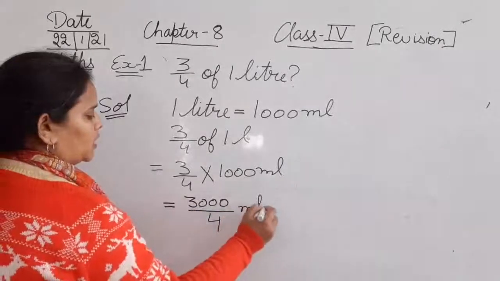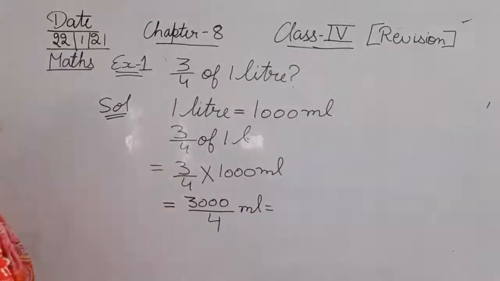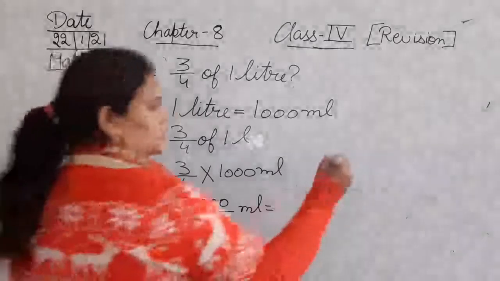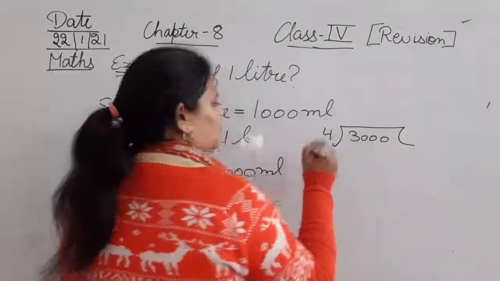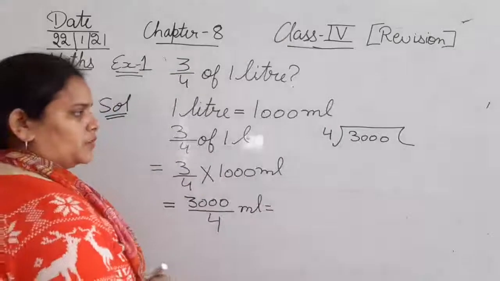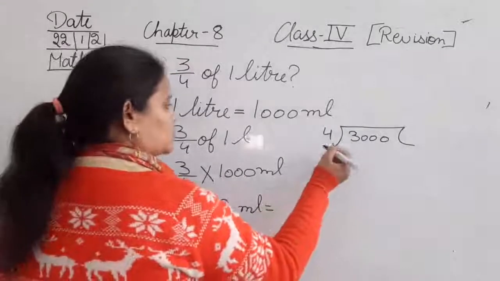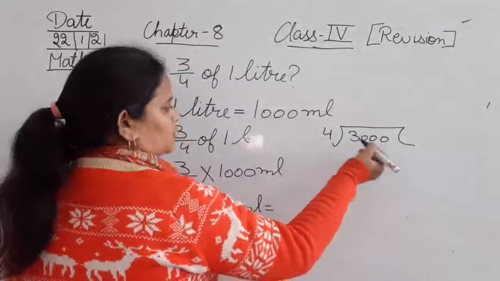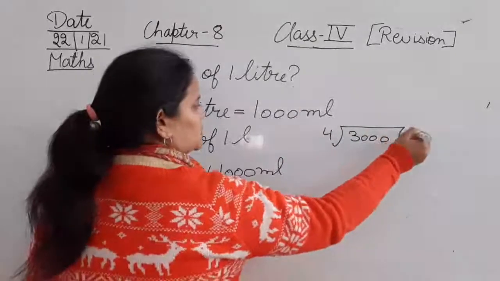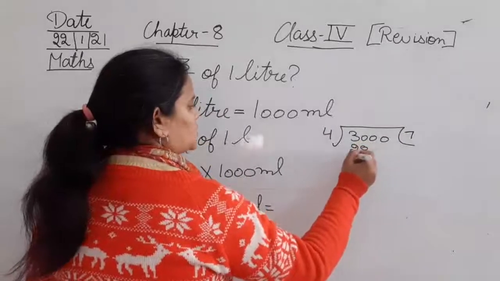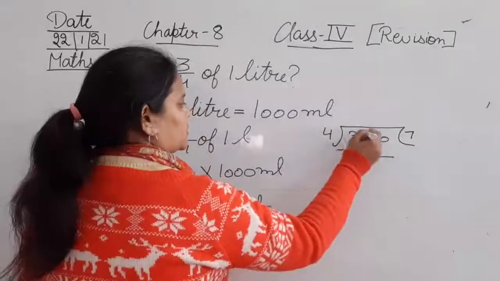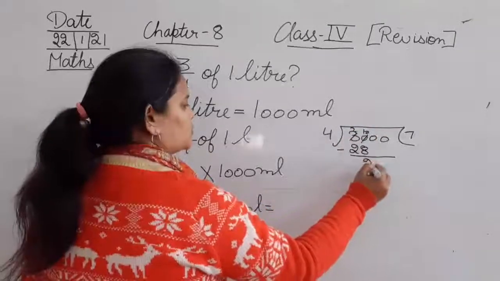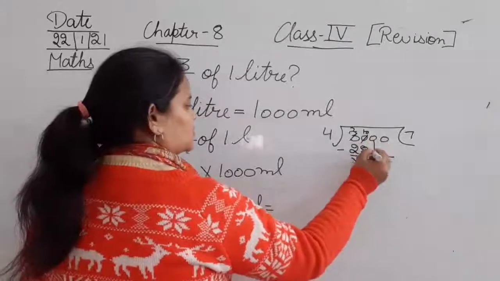What has this become? ml. Now by dividing the numerator with the denominator, you can calculate it as well. So let's do the division. Let's divide 3000 by 4. 4 sevens are 28. Minus, how much do we have here? That would be 10. 10 minus 8, 2. So we will bring down 0.